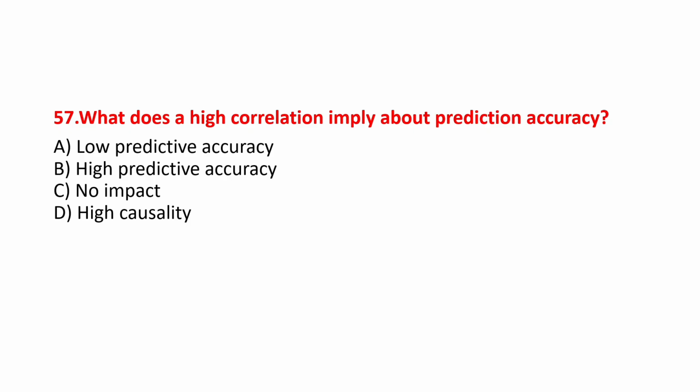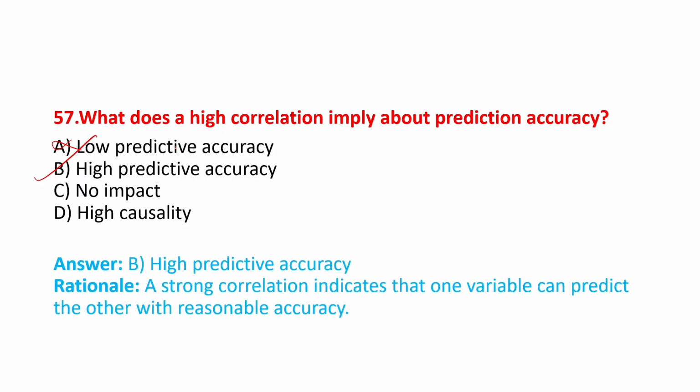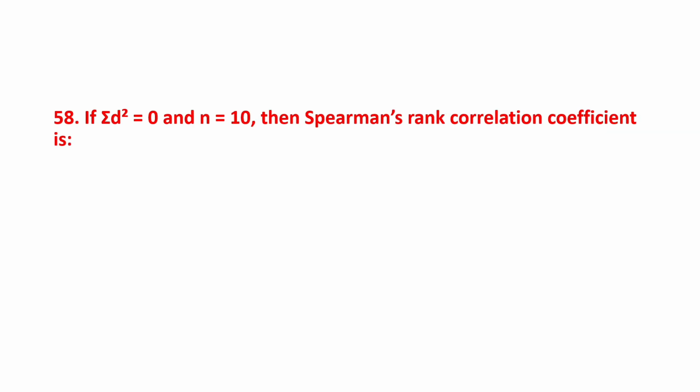What does the high correlation imply about the prediction accuracy? So ఏమవుతుంది high, what does the high correlation imply about the prediction? ఏమవుతుంది low prediction? No. High predictive accuracy? Yes. High predictive accuracy you will get whenever data has a strong correlation, indicating that one variable can predict the other with reasonable accuracy తో వస్తుంది.